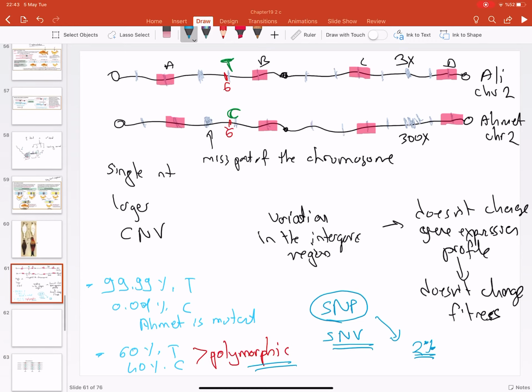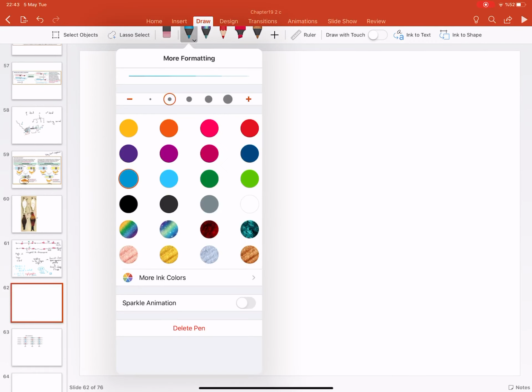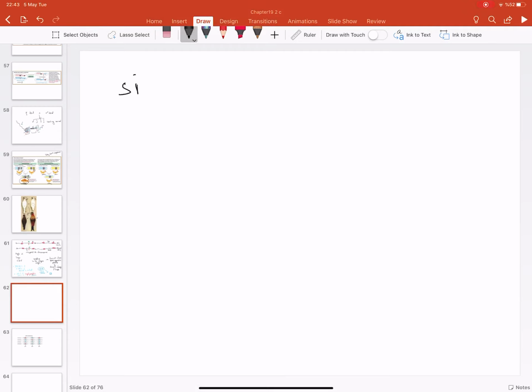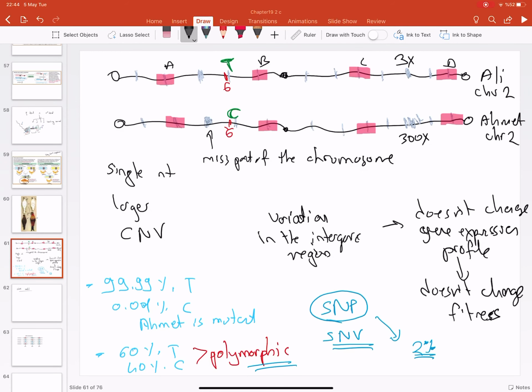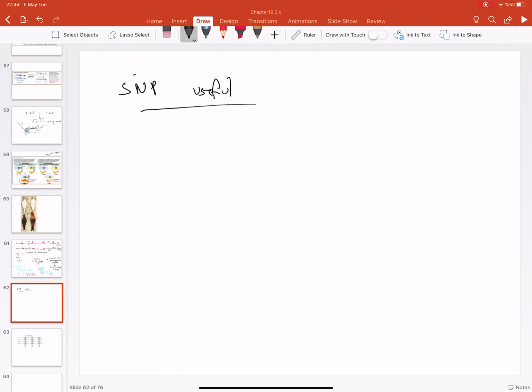Now, single nucleotide polymorphisms are very useful. Okay, last time one of you asked a question. SNPs are very useful. Useful for whom? I mean, it's obviously not useful for Ali and not useful for Ahmed because this nucleotide lies in the intergenic sequence. It doesn't affect the gene expression. It doesn't affect the fitness. So they are useful for us if you're going to do genetics, genomics, bioinformatics, or even medicine. SNPs are extremely useful because they allow us to follow people, they allow us to identify things.